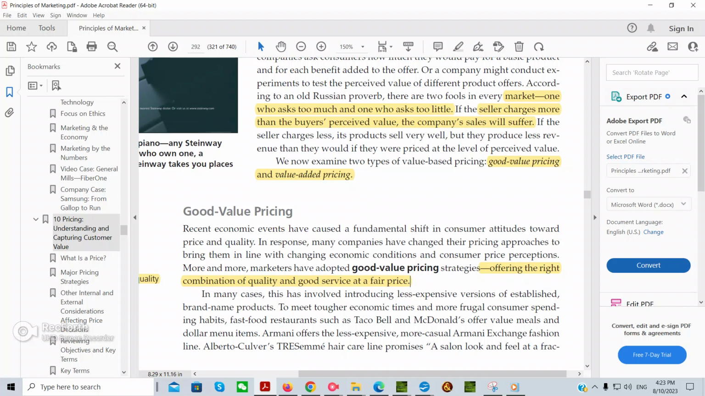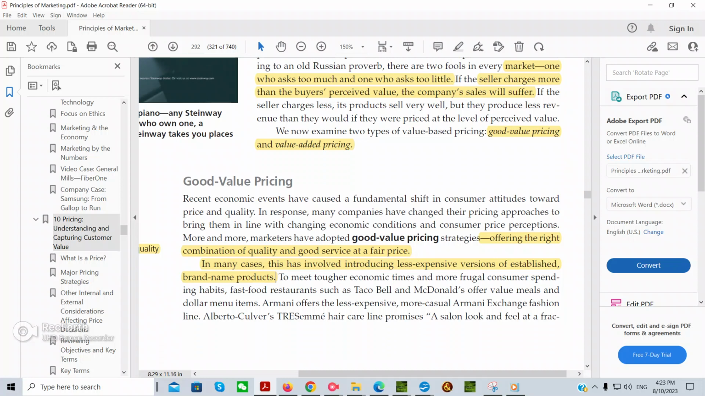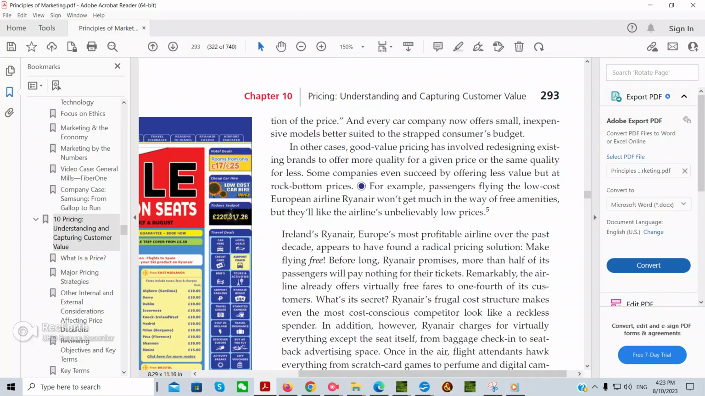Now, in many cases, this involves introducing less expensive versions of established brand name products. So that's one way they do it. To meet tougher economic times and more frugal customer spending habits, fast food restaurants such as Taco Bell and McDonald's offer value meals and dollar menu meals. Armani offers less expensive, more casual Armani Exchange fashion. Alberto Culver's TRESemmé hair care line promises a salon look and feel at a fraction of the price.